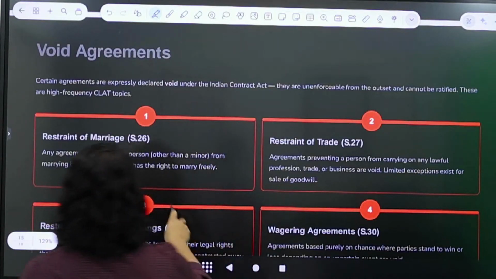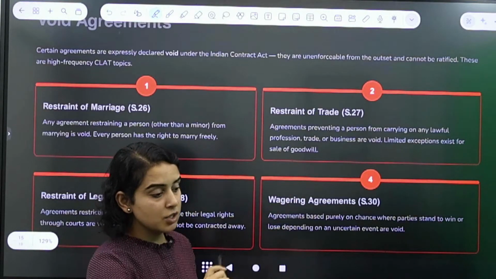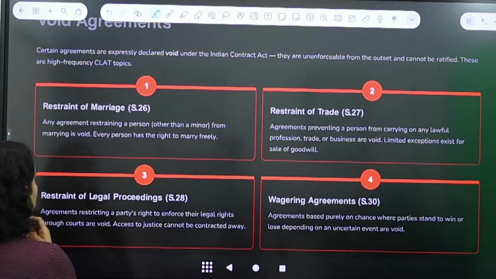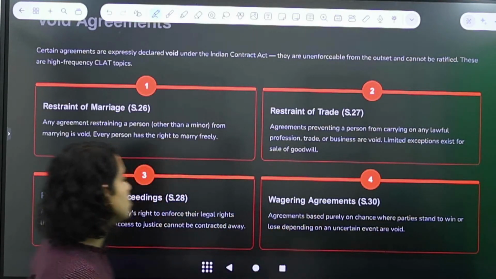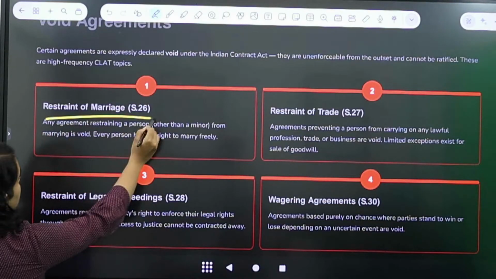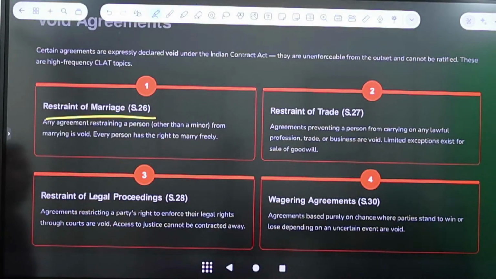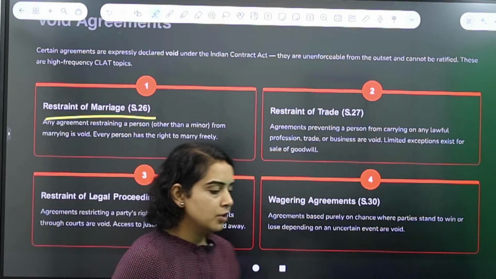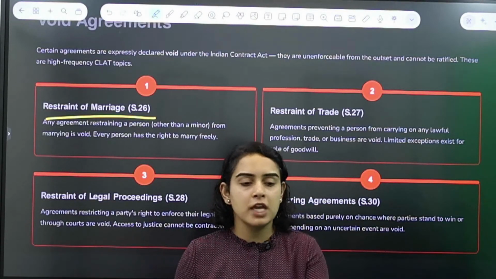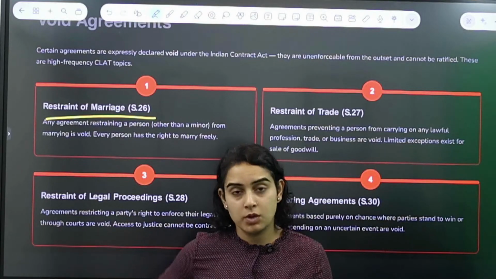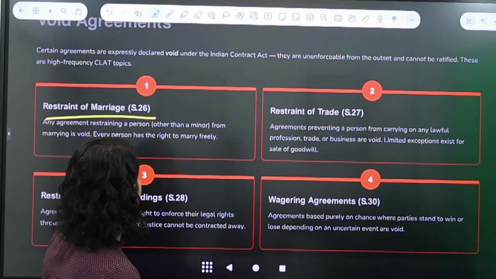Now, what other contracts are void? A void contract is one which does not have any legal validity, which is not enforceable in a court of law. Apart from everything that we have discussed, there are a few more contracts which are also void in nature. First is a contract in restraint of marriage. If you enter into a contract with someone that stops them from marrying someone, or takes away their right to get married, any agreement in restraint of marriage is going to be a void contract.